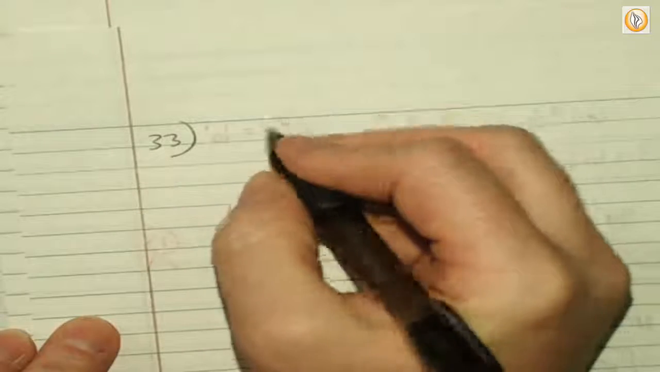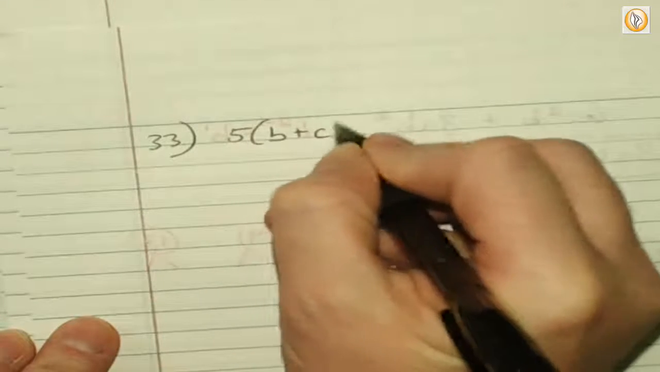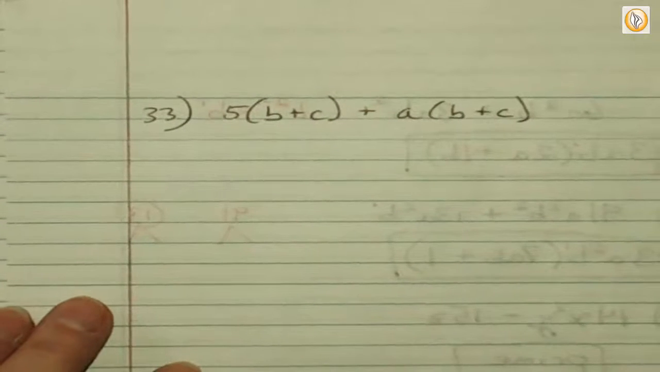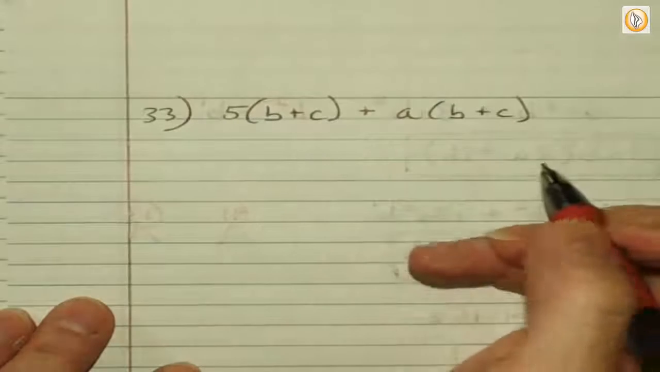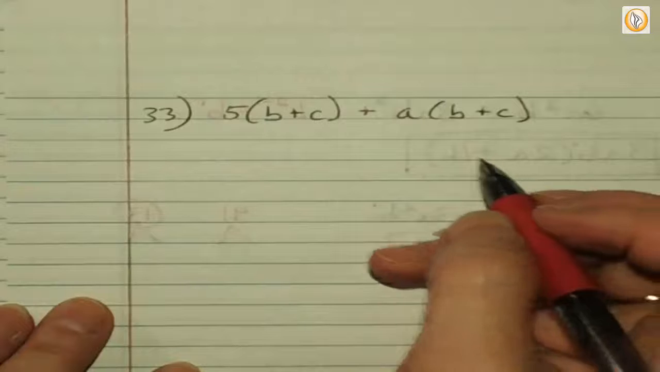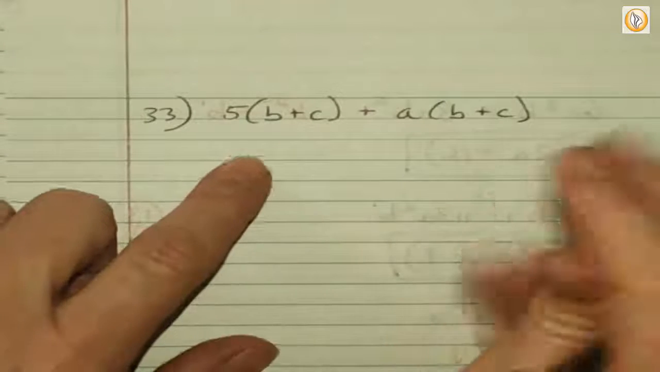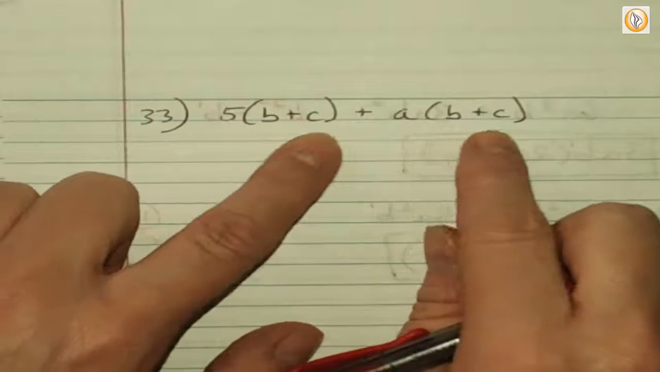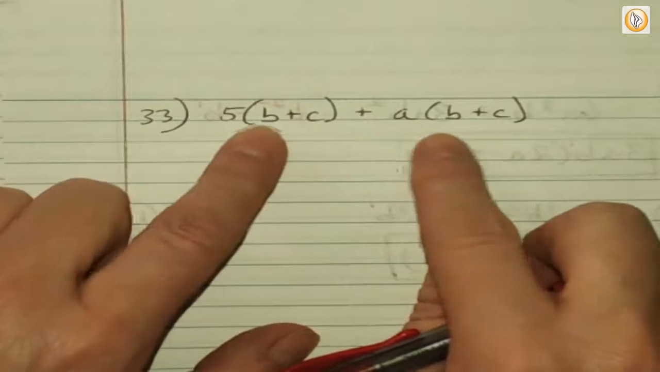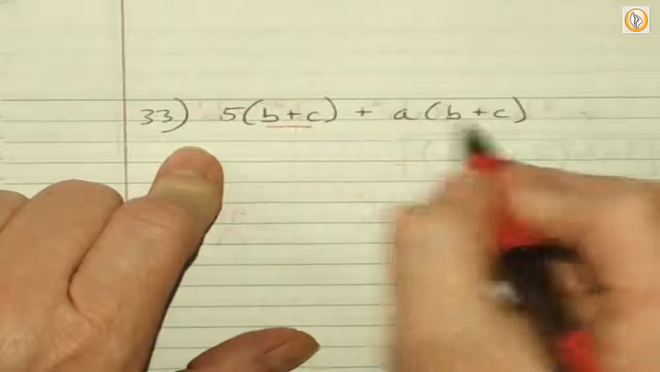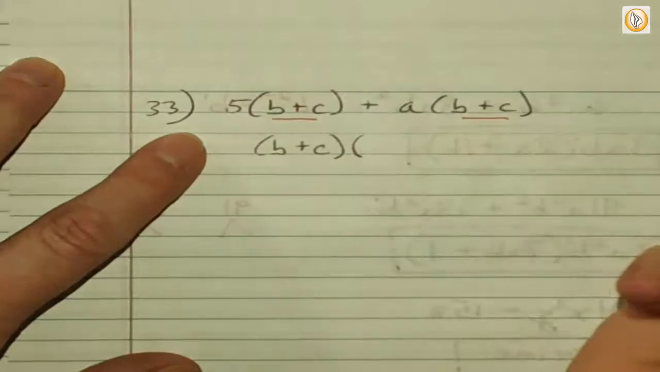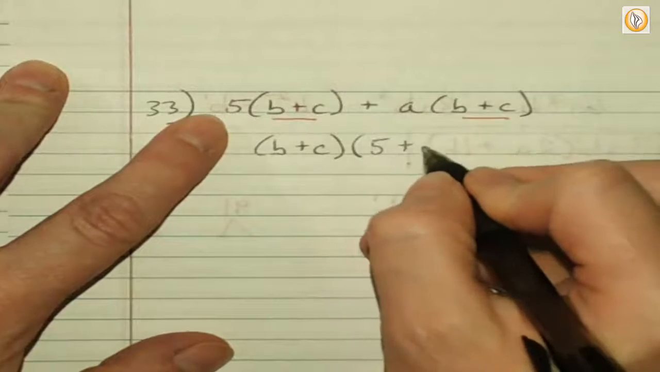All right, let's do one more. I'm going to do it on the back side. Look at 33. 5 times b plus c, plus a times b plus c. Franz, what do they have in common? Look at both terms. Don't just say b and c. What exactly? b plus c. Bingo. So I'm going to pull that out, times, because we're pulling it out, 5 plus a.